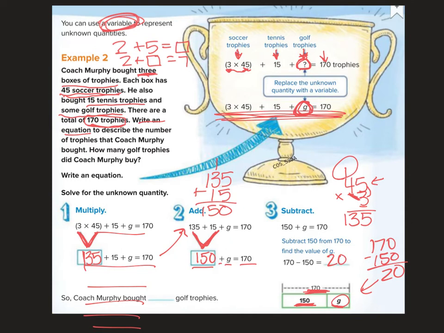So that means, what does this 20 mean? Well, it's our question mark, it's our G, it's our golf trophies. He bought 20 golf trophies. There we go. That was fun. Let's try another.